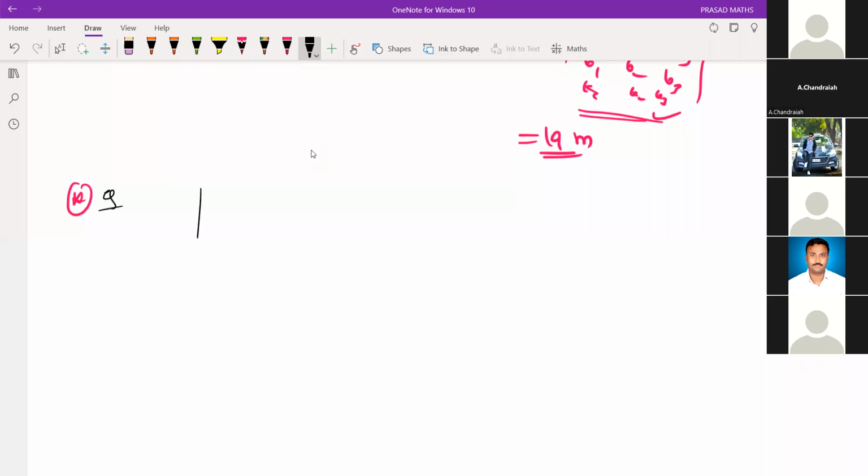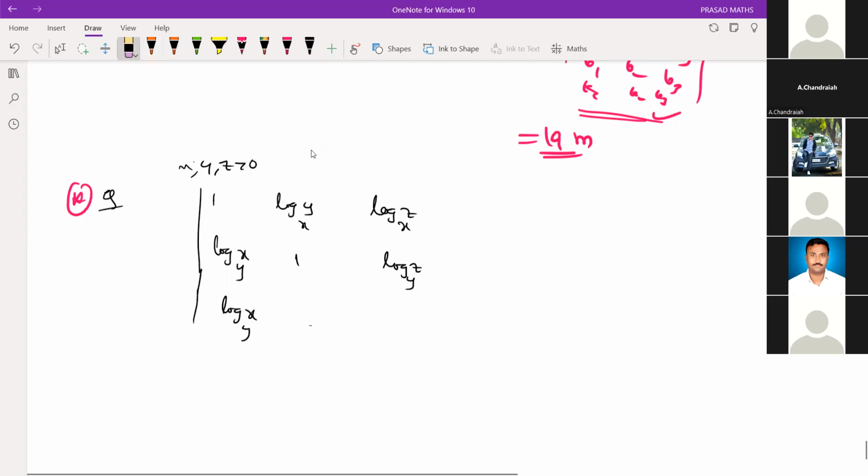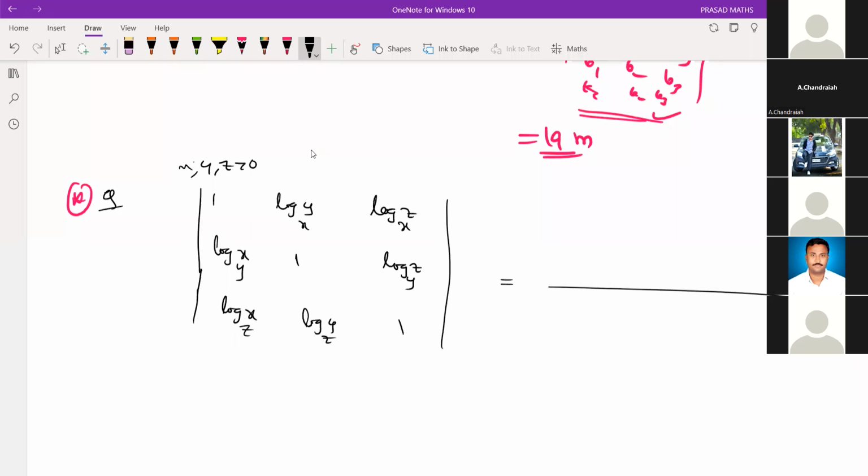Next is an example. x and y are positive real numbers. 1, log y to the base x, log z to the base x, right? Next, log x to the base y, 1, log z to the base y. Next, log x to the base z, log y to the base z, 1. Now tell me, what is the answer? Anybody?